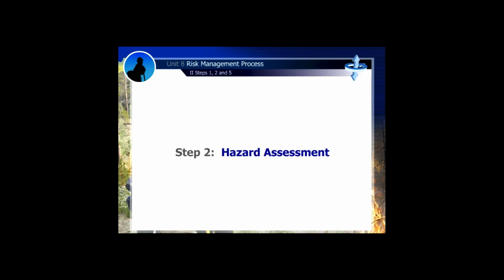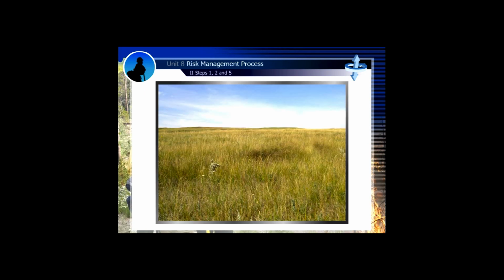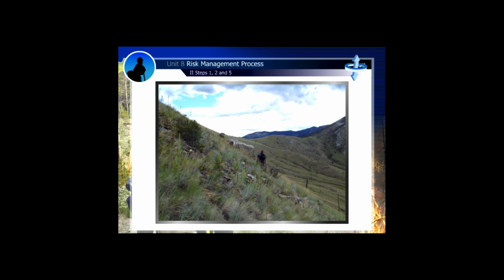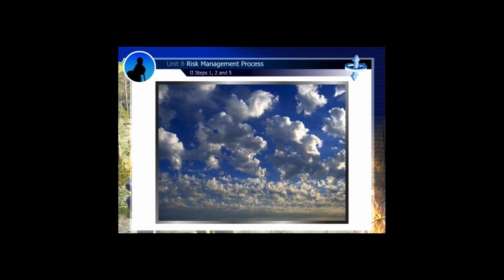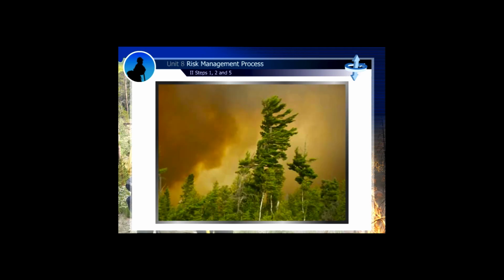For Step 2, Hazard Assessment, use the indicators to estimate potential fire behavior hazards. The presence of one indicator does not always mean there will be hazardous fire conditions, but it should give you a heads up to look for other indicators. Typically, several indicators are present when hazardous fire behavior occurs.